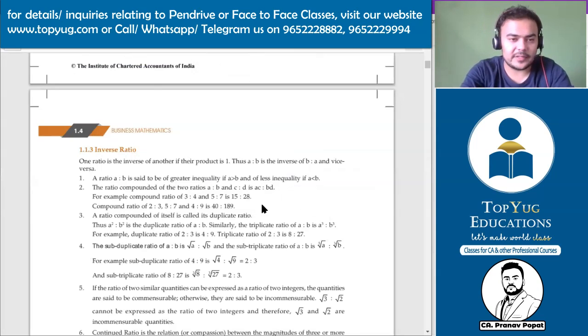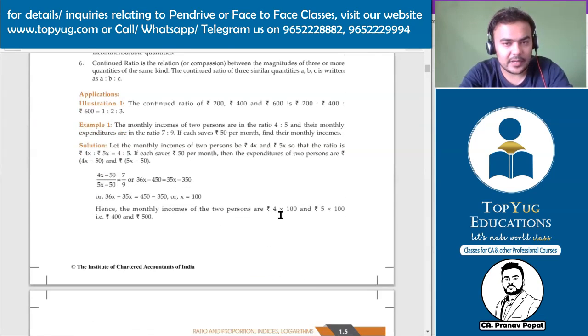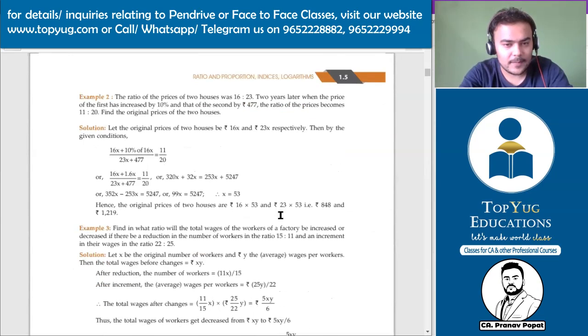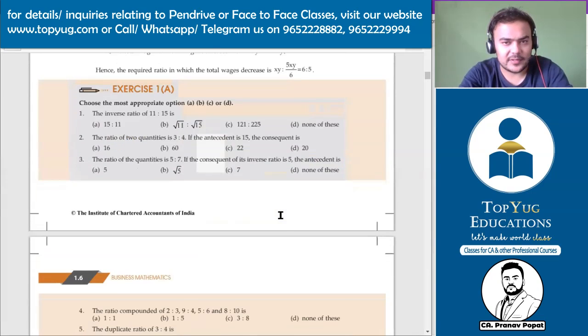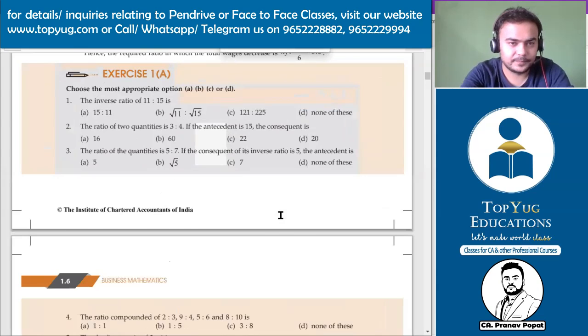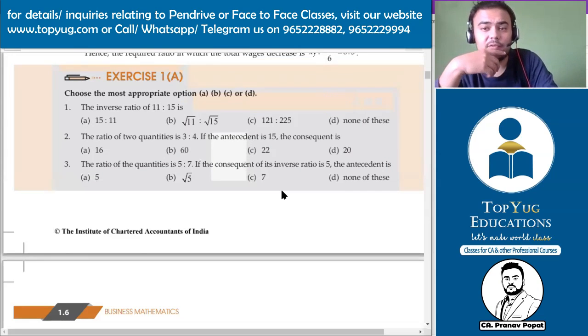Now let's check if there is any illustration that needs to be addressed. Otherwise we'll come to the exercise directly. We can come to the exercise. So this is the exercise, Exercise 1A.